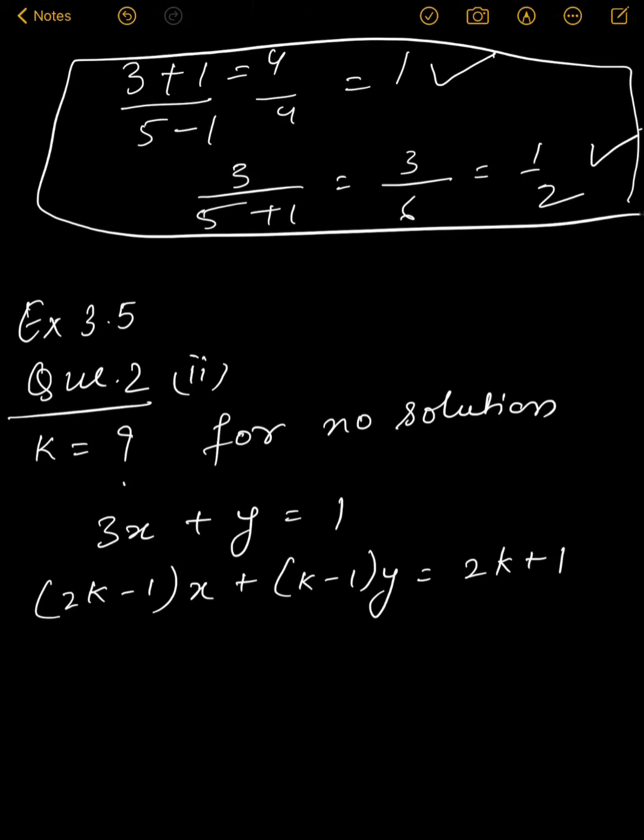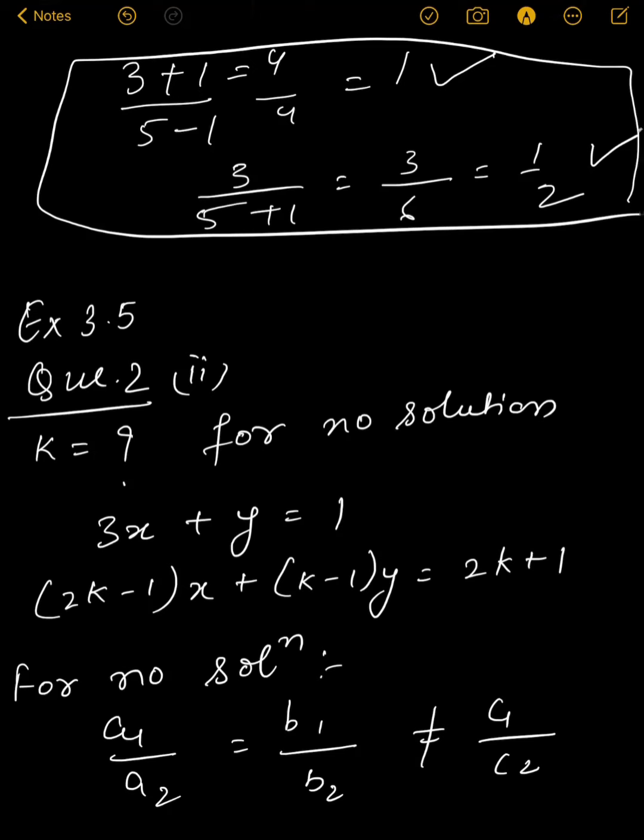First of all, you have to remember the ratio method for no solution. What does it say? If a1 by a2 equals b1 by b2 and it is not equal to c1 by c2, then we have no solution. For no solution, a1 by a2 must be equal to b1 by b2 and it must not be equal to c1 by c2. Is it clear?